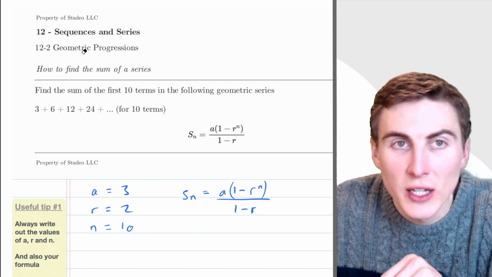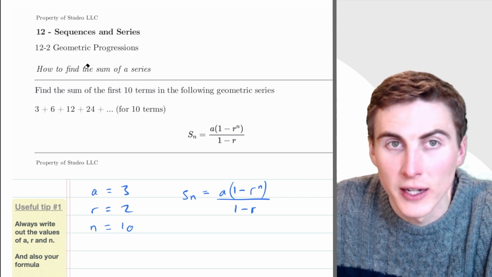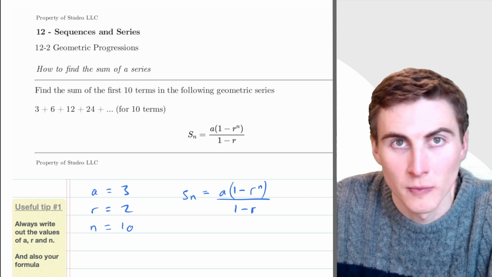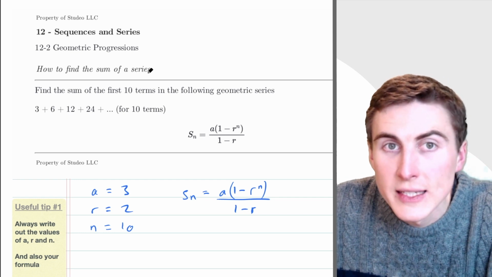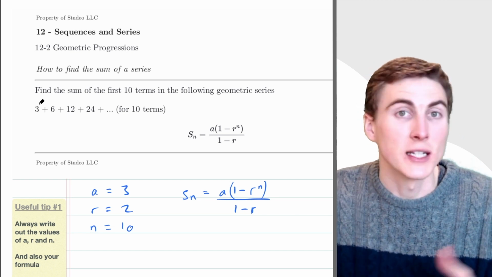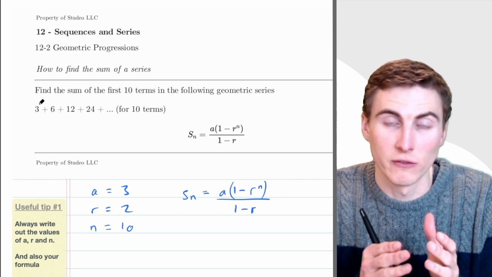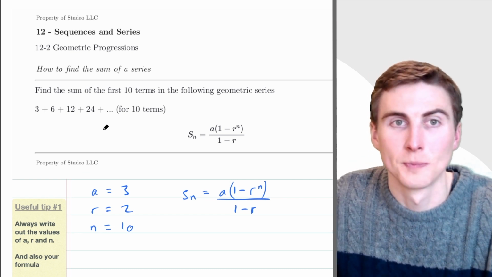In this one, we're looking at geometric progressions and specifically at how to find the sum of a series. So if you remember, a series is when you have terms being added together. Unlike a sequence where all the terms are separated by commas, in a series you're trying to find the sum of them, you're adding them all up.